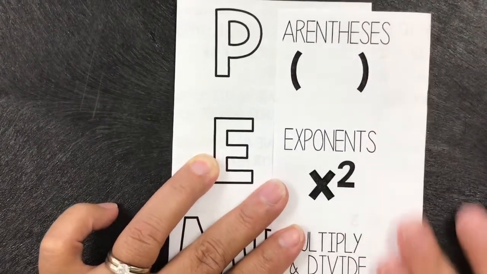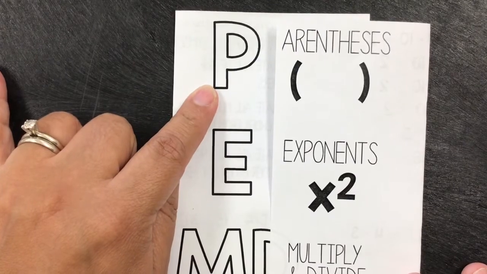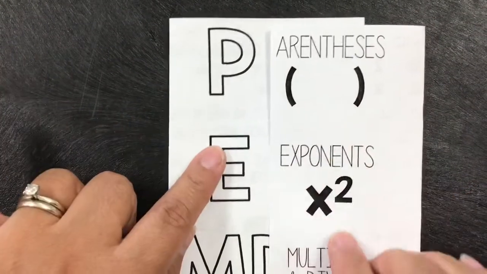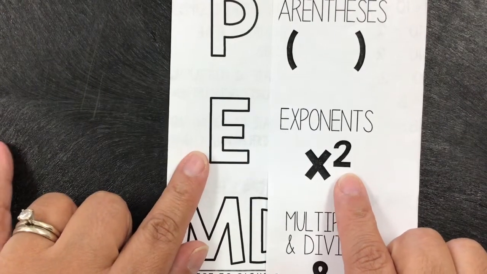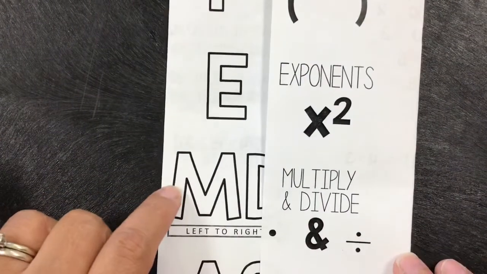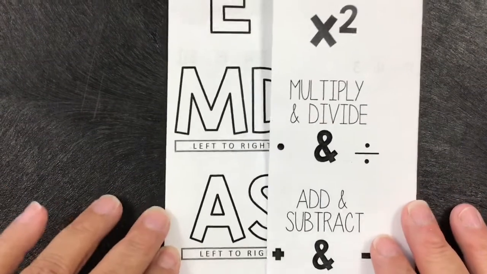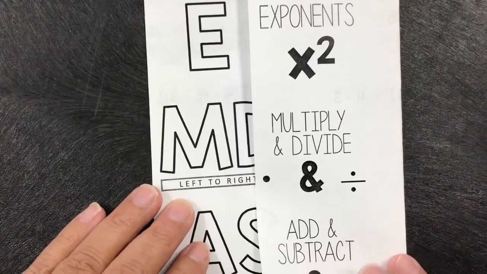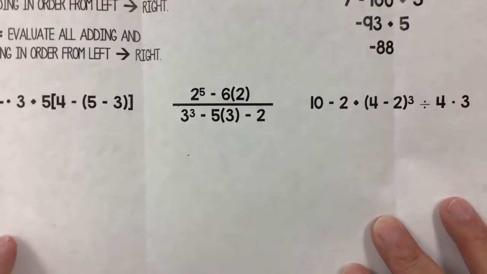So parentheses is the P, and you do that first. Exponents is next, or powers. So we like to use the word exponent so it doesn't have the same word. Multiplication and division is next, and adding and subtracting is last. And this is when you don't have any variables. This is when you're evaluating the expression.